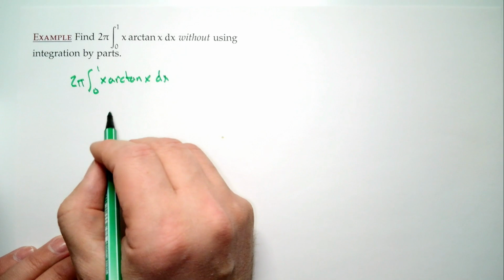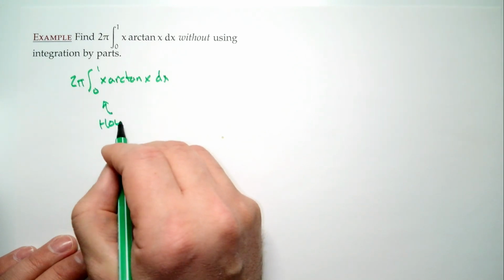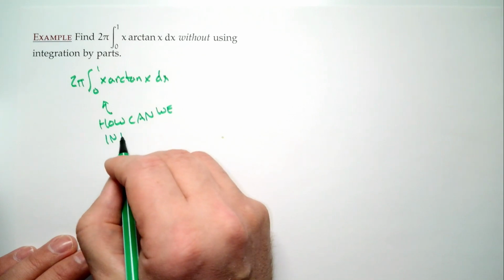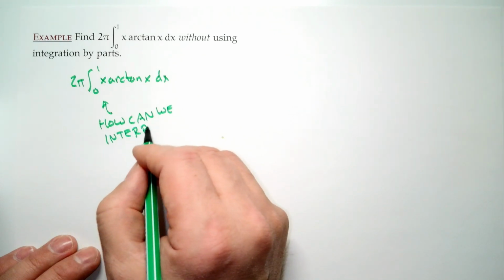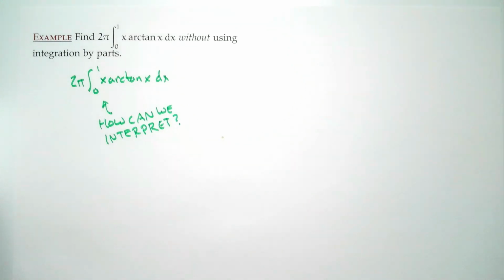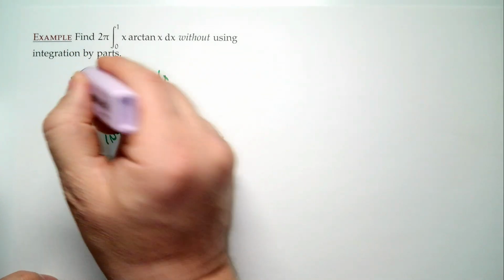So, how can we interpret it? Can we see this as relating to anything that we've seen in the recent past? Shell method, right? It looks like shell method. What's sort of the clue that this could be a shell method? Well, there's a big one when you put the 2 pi.